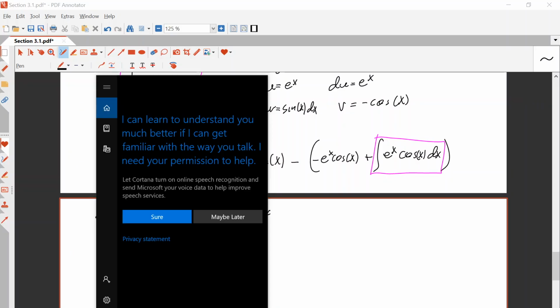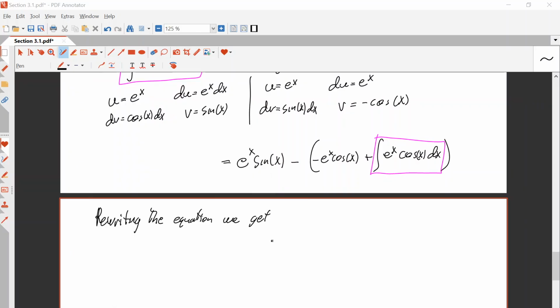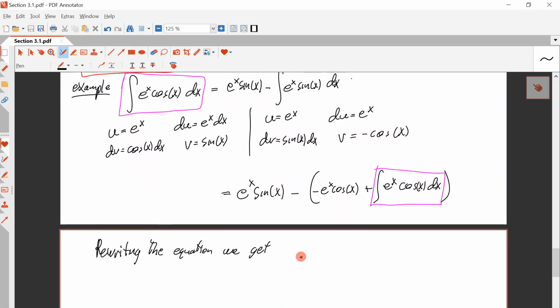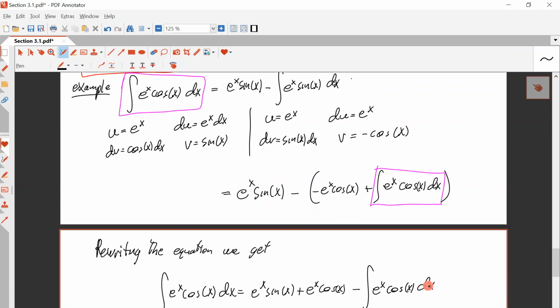What did I do there? I can learn. There it is. All right. So rewriting this, we get the antiderivative of e to the x cosine x dx is equal to e to the x sine x plus e to the x cosine x minus the antiderivative of e to the x cosine x.